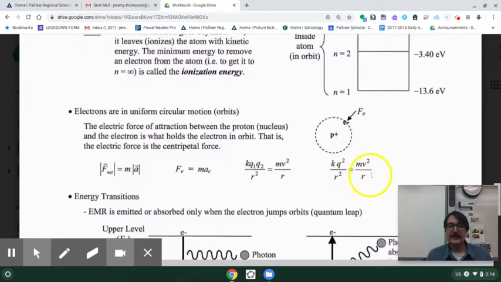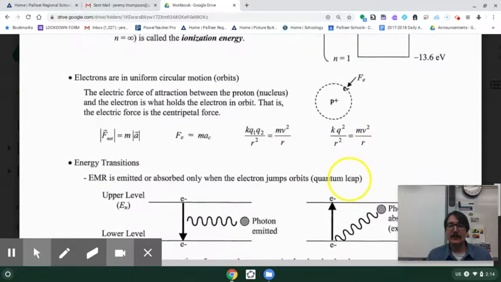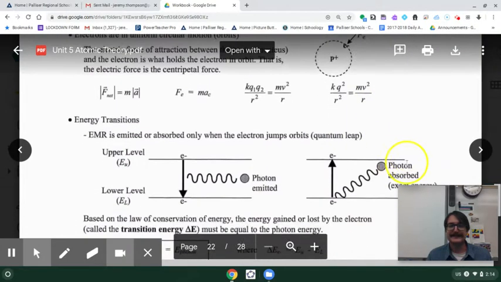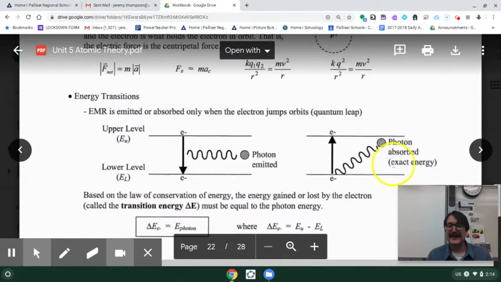All right, energy transitions. EMR is emitted or absorbed only when the electron jumps orbits. Quantum Leap. A good show from back in the 80s. Google it, check it out.